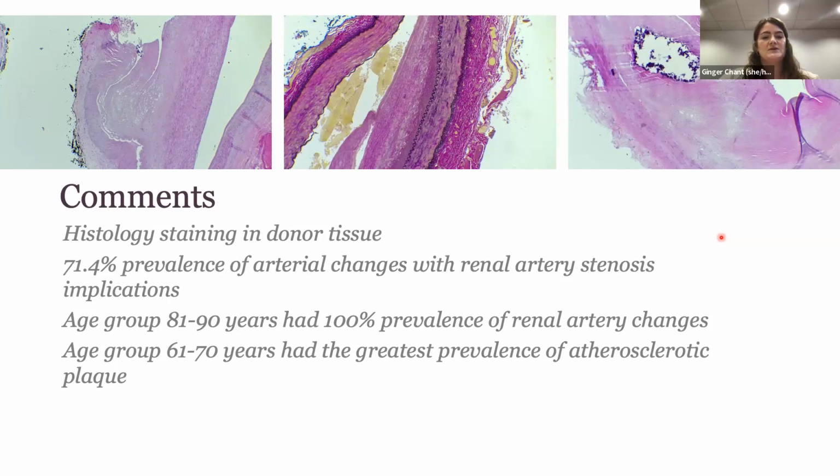The age group 81 to 90 years had 100% prevalence, like I mentioned. Half of that was fibromuscular dysplasia and half of that was atherosclerosis. And then the age group 61 to 70 years had the greatest prevalence of atherosclerosis plaque.